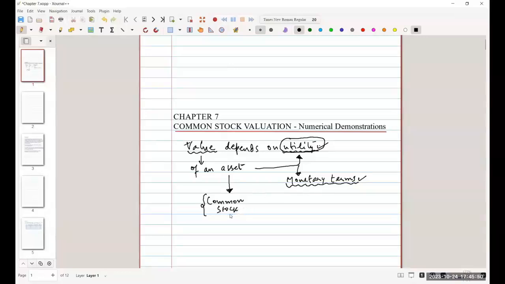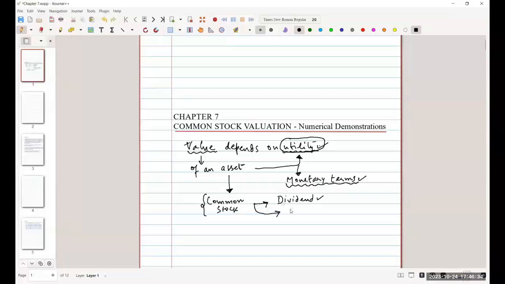So if common stock from the point of view of a stockholder is an investment or an asset, then the utility in monetary terms arises from two sources. Let's just write those two sources here. One is that if we invest our money in a share of common stock, we expect that if the company is profitable, we will be receiving as investors or shareholders some part of the profit in the form of dividend. So that's one expectation that we have. The more dividend that we get, we find that particular common stock to have more utility, more value.